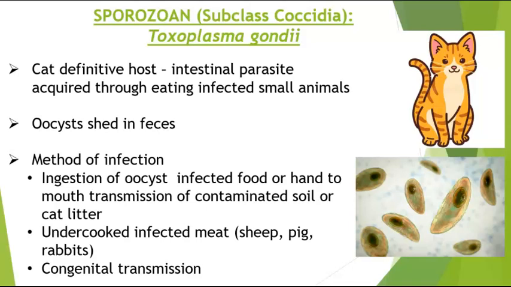This is transmission from mother to baby. If the mother is newly infected during or just before pregnancy, this can cause things like miscarriage, stillbirths, or congenital toxoplasmosis. And the toxoplasmosis in the babies can affect the size of the baby's head, so it can cause enlargement or smallness of the head.